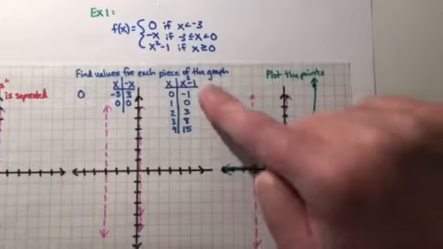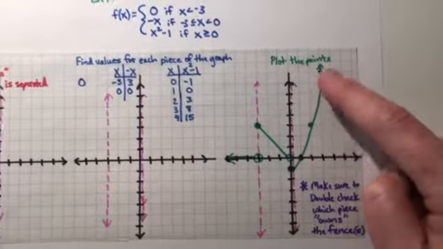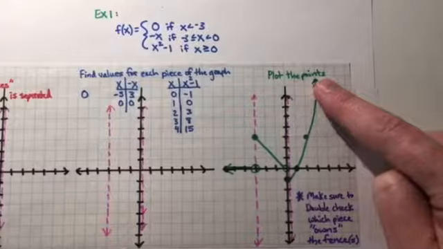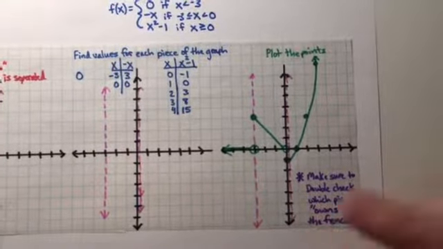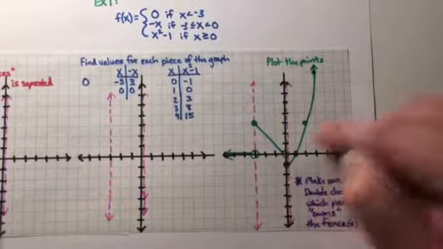So it's easy to just plot the points, just leave out the 4, 15 because it doesn't fit on the graph. And you do need an arrow right there because it's greater than or equal to 0, so it won't stop right there. And then I just made a note to make sure you double check which piece owns the fence, because you want to make sure you've put the open and closed circles where they belong.